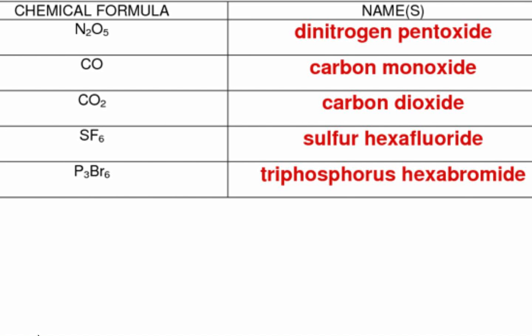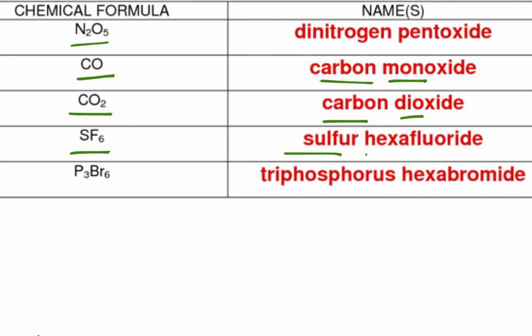Here's just a few more examples. This one we've already had, but CO, just carbon and oxygen, it's carbon monoxide. Now that's one people probably already knew, but didn't know why it was named the way it is necessarily. So CO2 then is carbon dioxide because of the two oxygens.